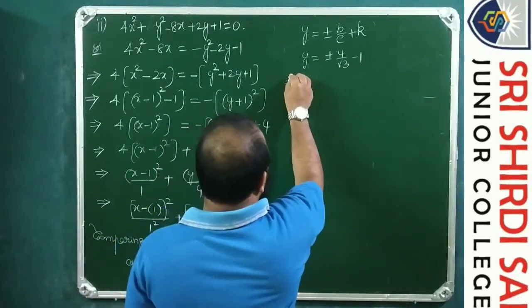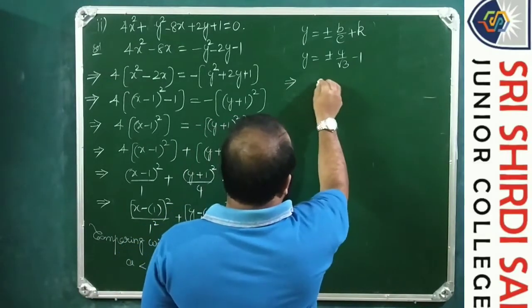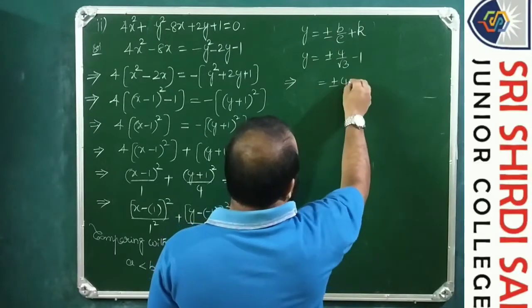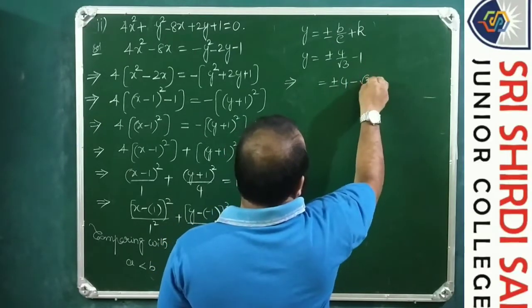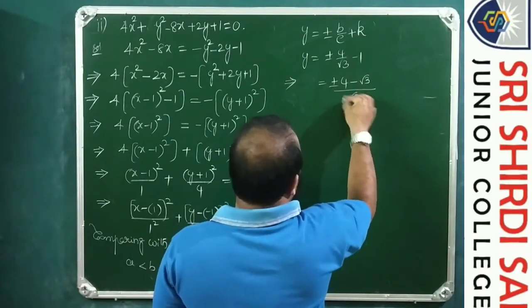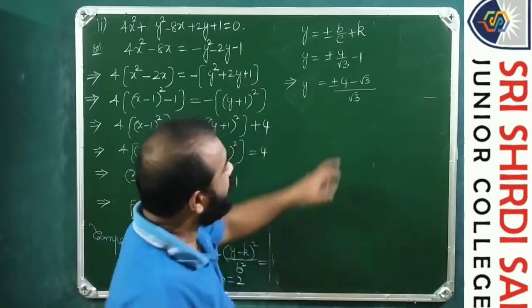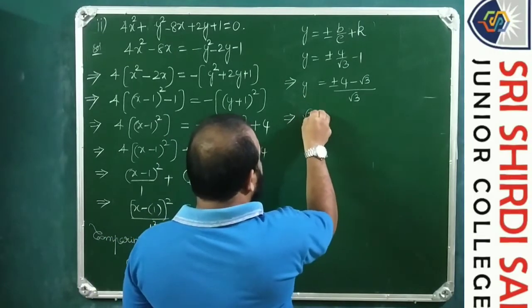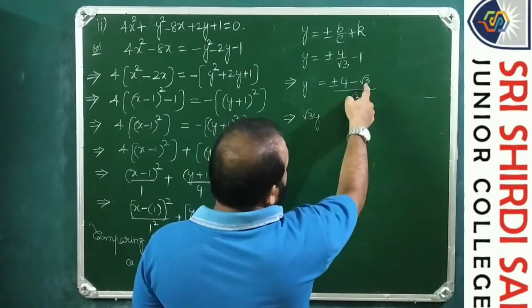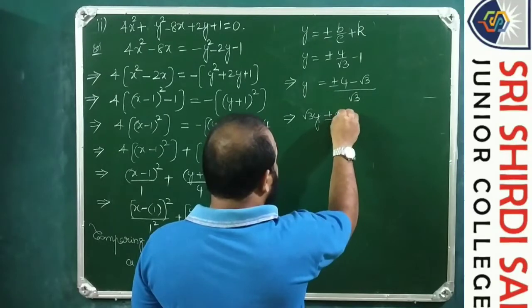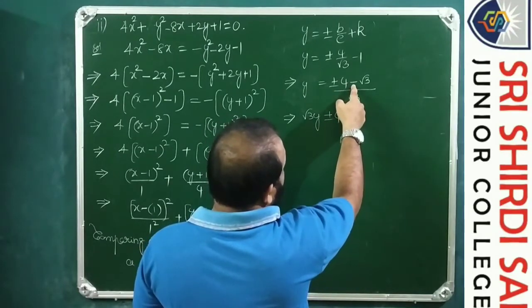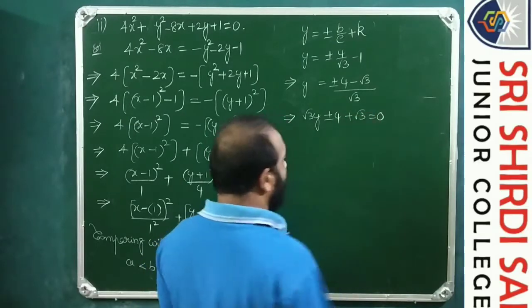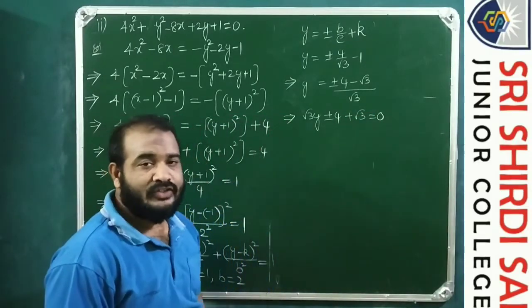So this is equal to plus or minus 4 by root 3, minus 1, which equals y. Finding the LCM, this gives root 3 y equals plus or minus 4 minus root 3. If you transpose this side, root 3 y plus or minus 4 plus root 3 equals 0 is the equation of the directrix.